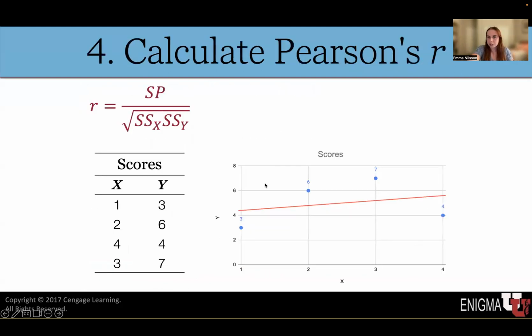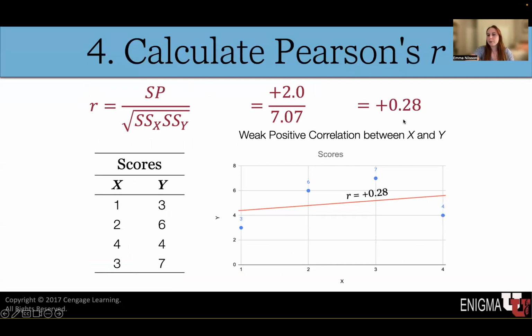Once we have that, we can calculate Pearson's R. So if we plug both of those values in, we get a Pearson's R of positive 0.28. And what this is, it's a weak positive correlation between X and Y. Whenever you get this number, it's important to go back to your scatter plot and say, does that number fit the slope of whatever linear line we've created? Even at the very beginning, we could have predicted that this is a weak positive correlation just based on what that line looks like. And that's exactly what our data is telling us.